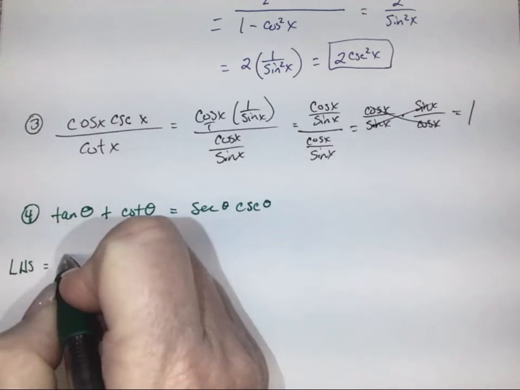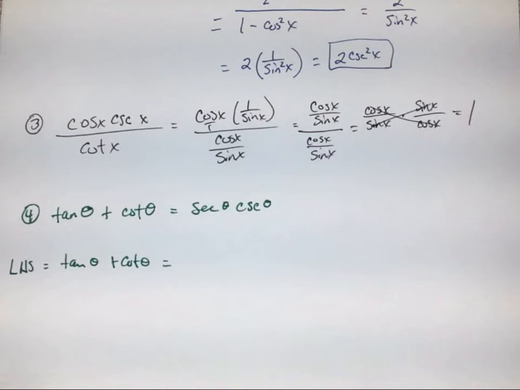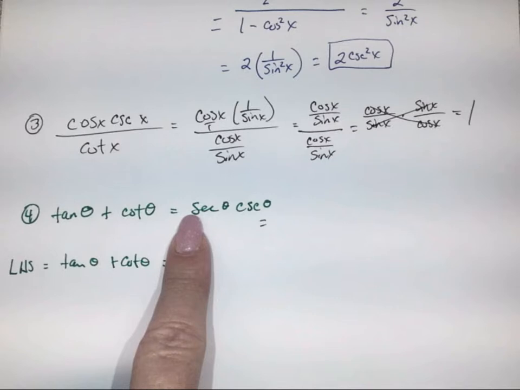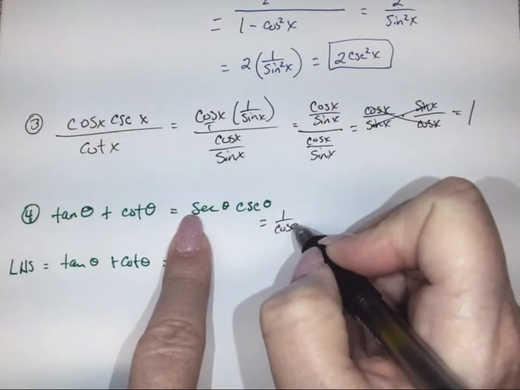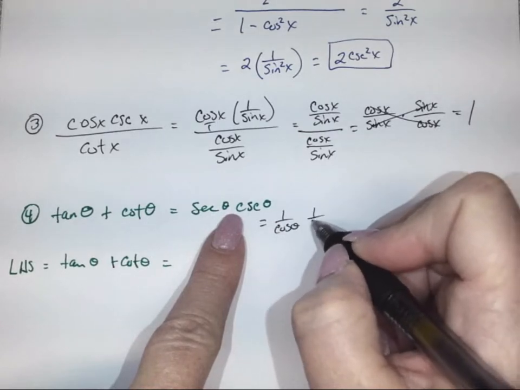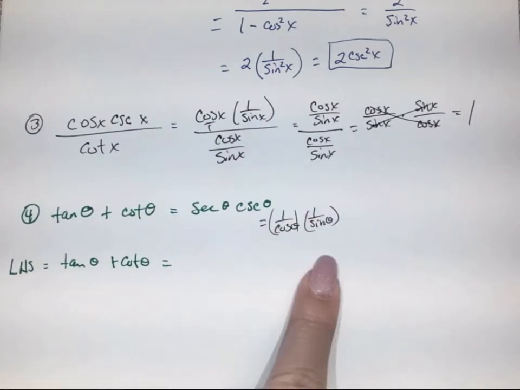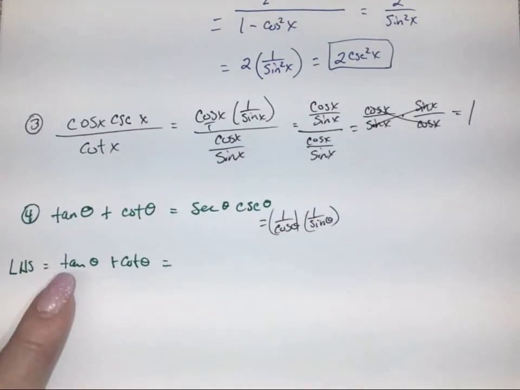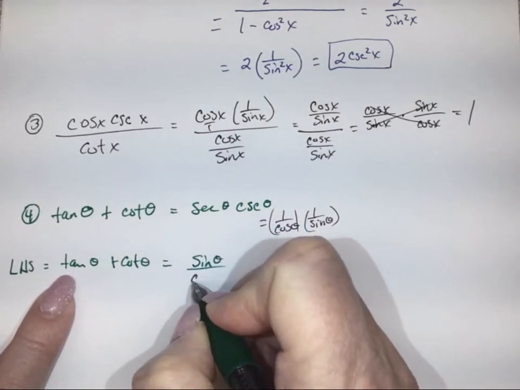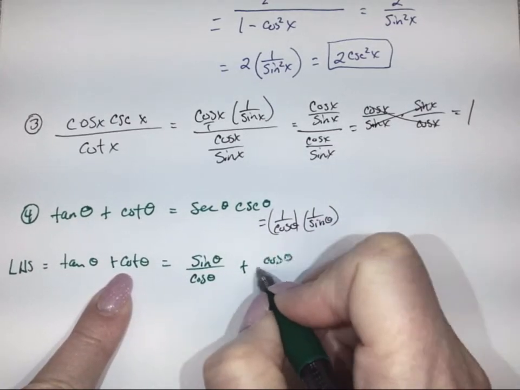So the left-hand side is equal to tangent theta plus cotangent theta. But what I want to do is come up here and see what am I trying to get to? Well, secant is 1 over cosine, and cosecant is 1 over sine. So I always like to write my final answer in terms of sine and cosine so I know where I'm going. All right, so tangent is going to be sine theta over cosine theta, plus cotangent will be cosine theta over sine theta.